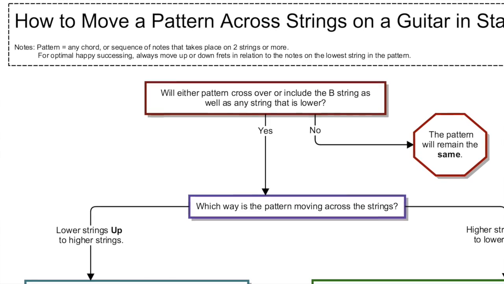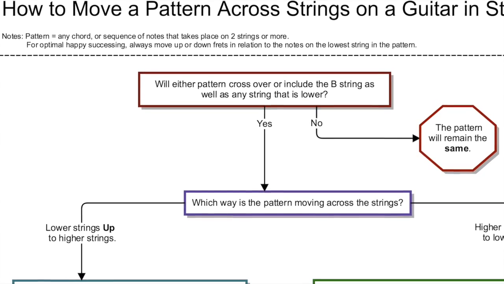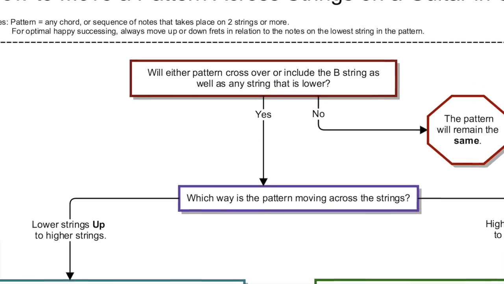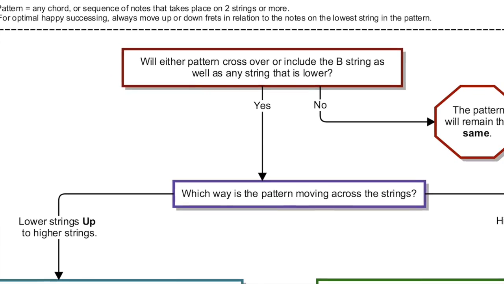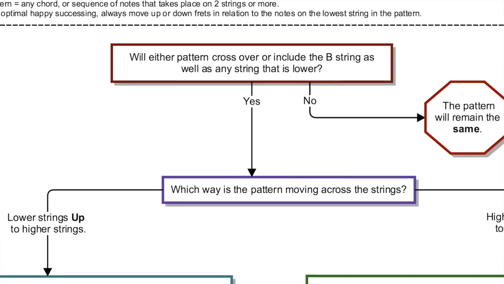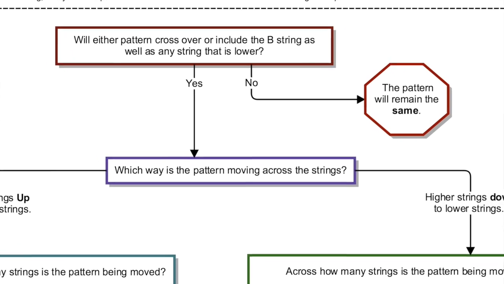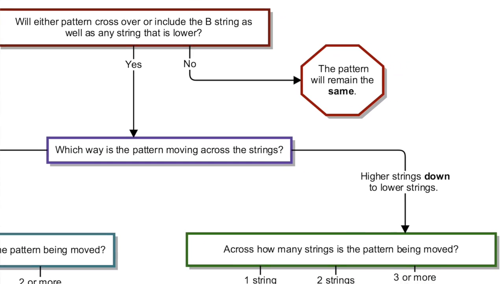All right, so that's where we're going to start. Let's go through the steps again. Will the pattern cross over or include the B string as well as any strings that are lower? Yes. Which way is the pattern moving? It is actually moving the other way now, so we're moving from the higher strings down to the lower strings.